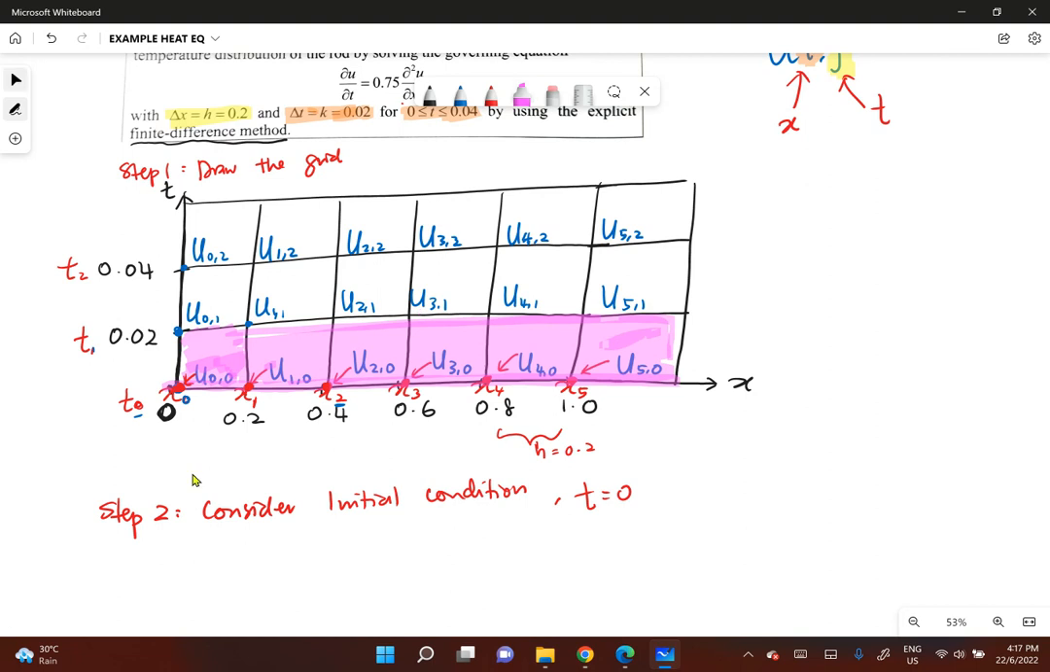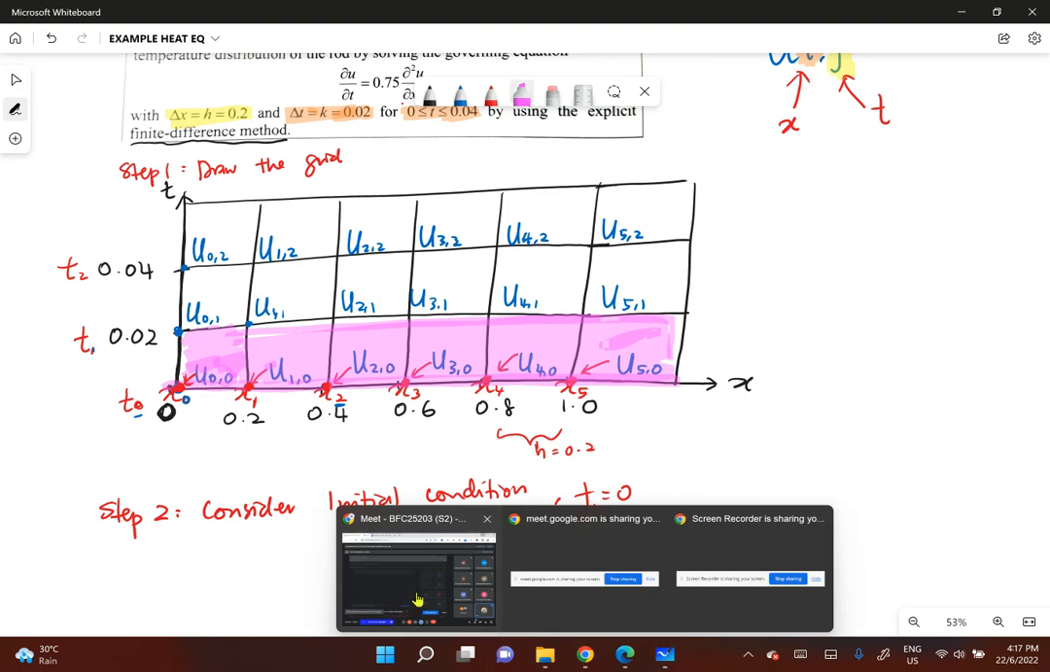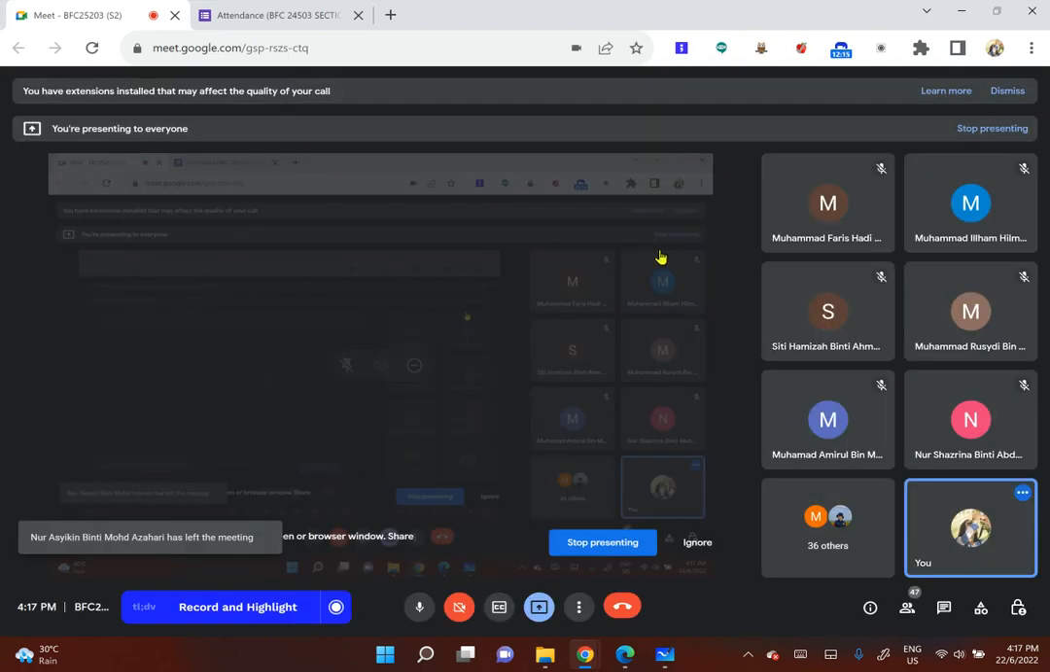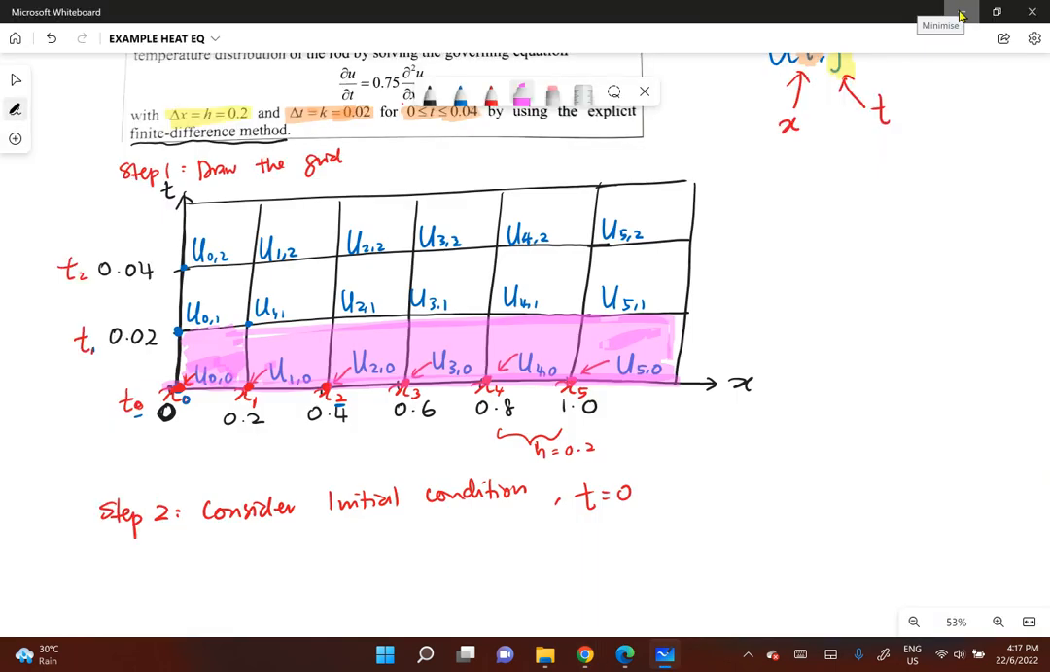Ada nak masuk? What is the time now? Now it's already 4:17. Ada yang nak masuk lagi ke? Okay.